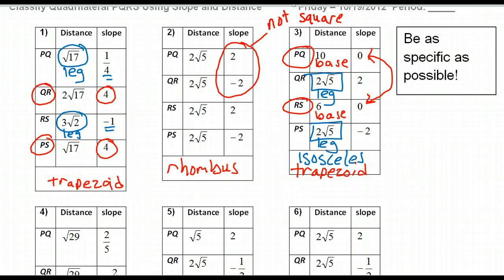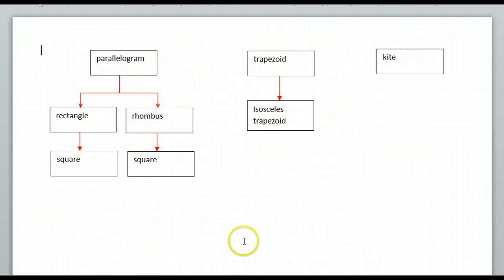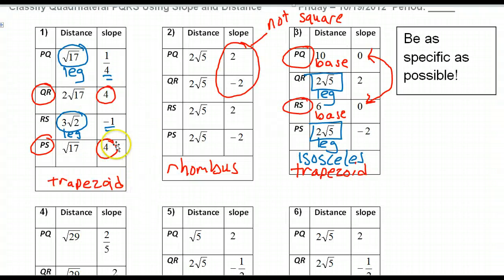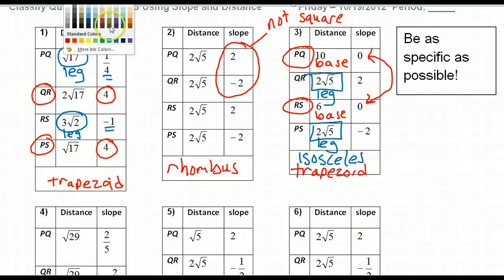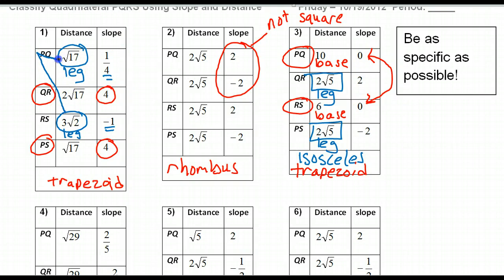On this one I stopped at trapezoid. I did not go to isosceles trapezoid, so I need to indicate somehow why I did not go to isosceles trapezoid. So I could do like this, pointing at these 2 legs here, and I can say not isosceles. Anyway, let's move on to number 4.